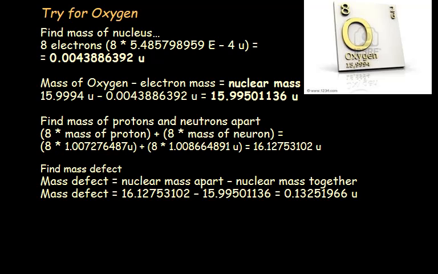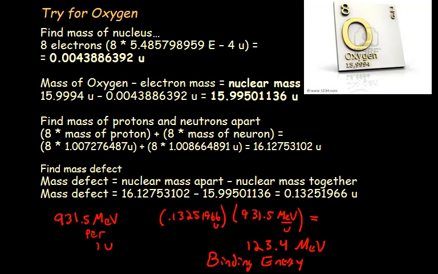All right, so let's say we did this for oxygen. I'll have you try this, so go ahead and pause the clip and get the binding energy using that value there, like we did in the last one, and then when you're ready to check, you can hit play to continue. Okay, so 123.4 mega electron volts for the binding energy of oxygen.